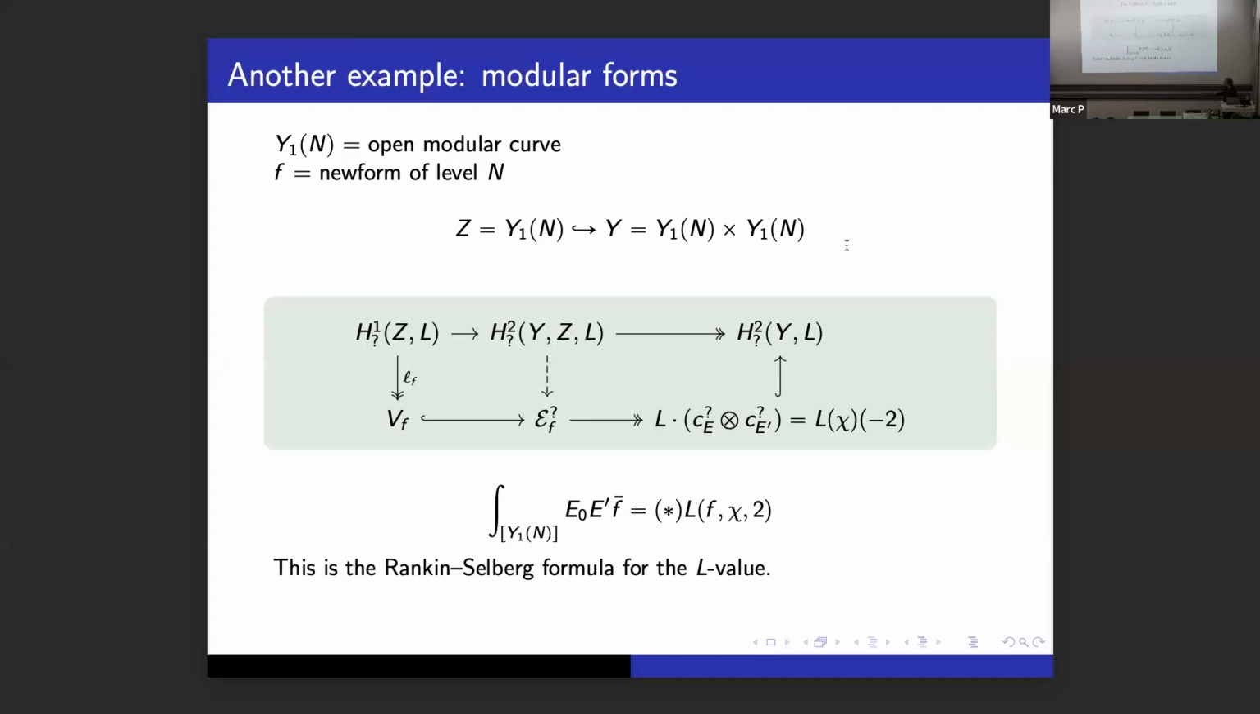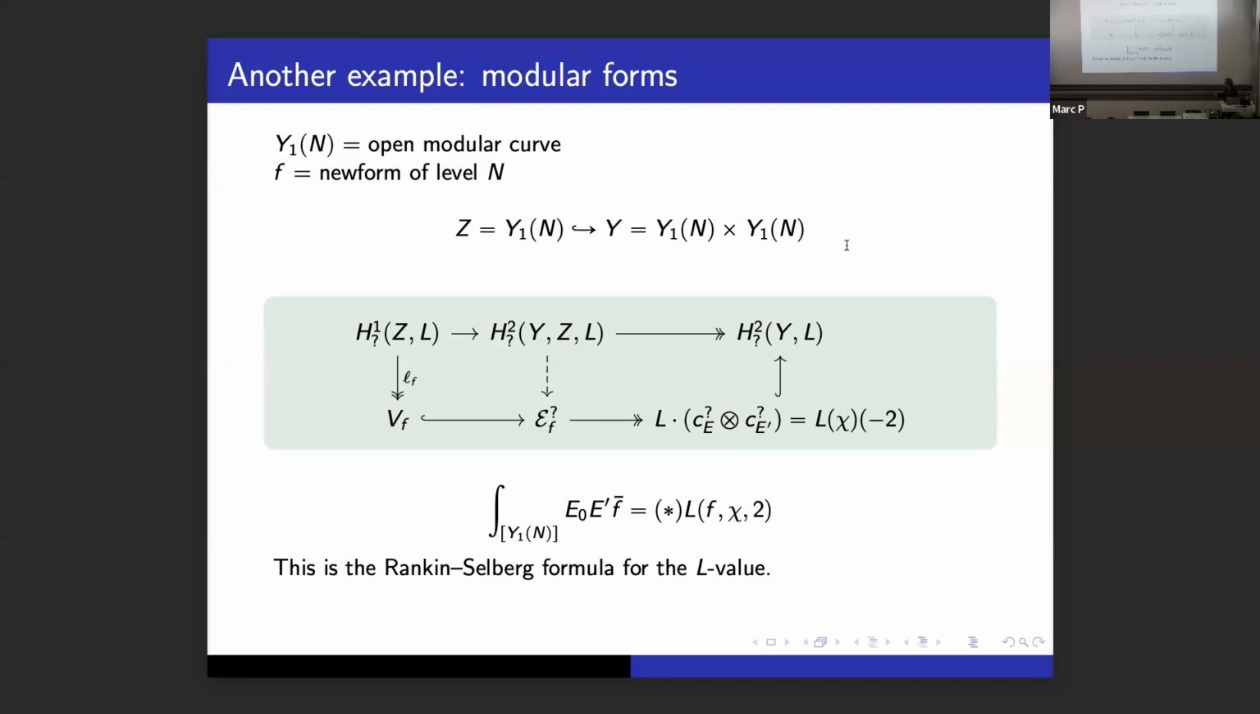This is supposed to be a two-dimensional space now. And so the extension is now a three-dimensional object. Again, these are Eisenstein series. I can be very explicit with them. The Galois action is given by some character and then the -2 power of the cyclotomic character. And the explicit formula is just the Rankin-Selberg formula for an L value. In fact, you get a product of two L values.